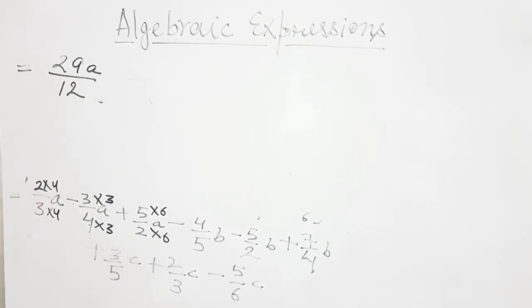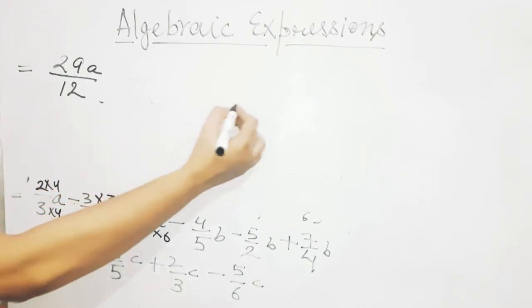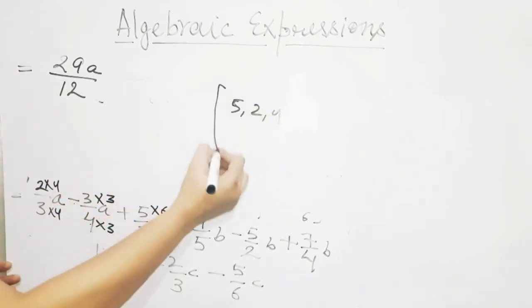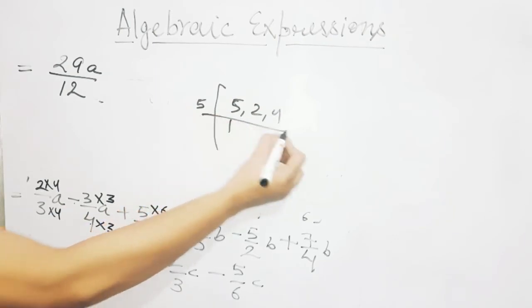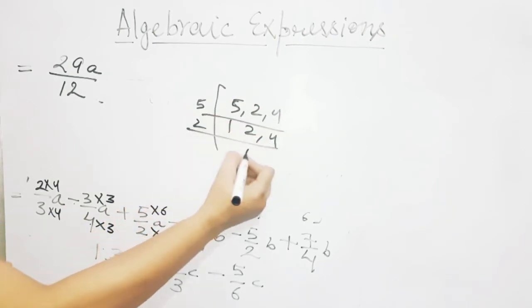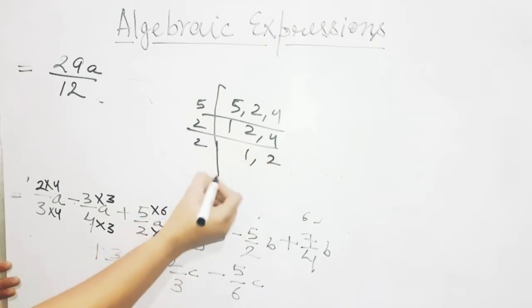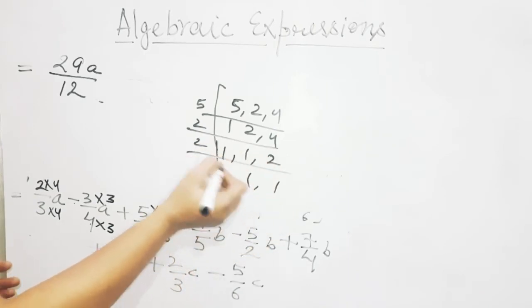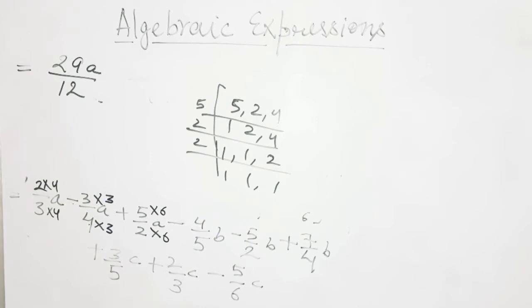Now coming to the B part. What is the LCM of 5, 2 and 4? The LCM of 5, 2 and 4 is 20. Let's take the LCM in front of you. 5 ones are 5, then 2 and 4 is left, 2 ones are 2, 2 twos are 4, again 2 ones are 2, 2 ones are 2. So the LCM of 5, 2 and 4 is 20.